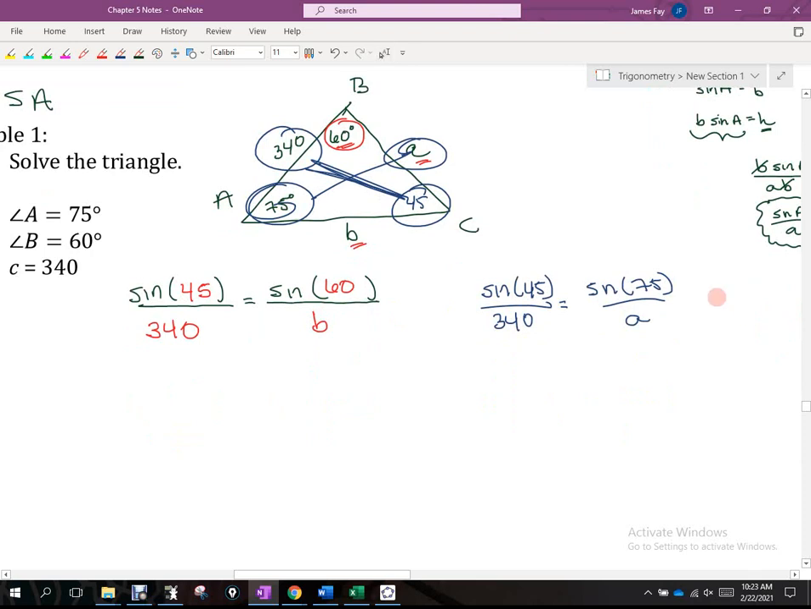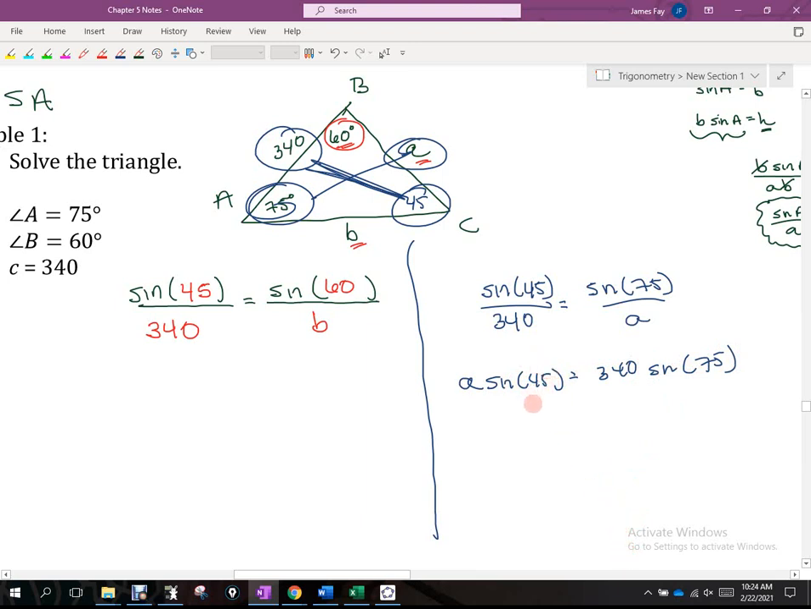I want to solve for A first. Okay, it doesn't matter, but there's going to be a reason for doing it this way first, at least as instruction. So proportion 3, cross multiply. So you get A sine of 45 is equal to 340 sine of 75.